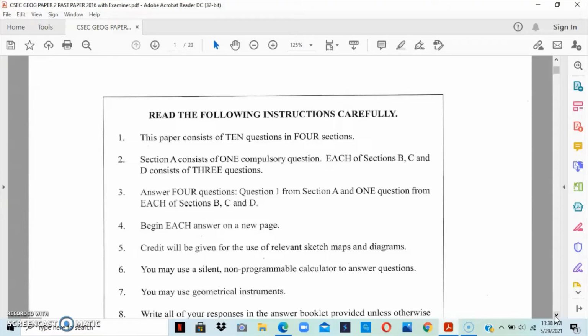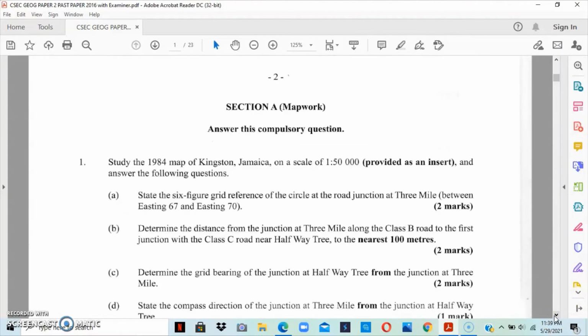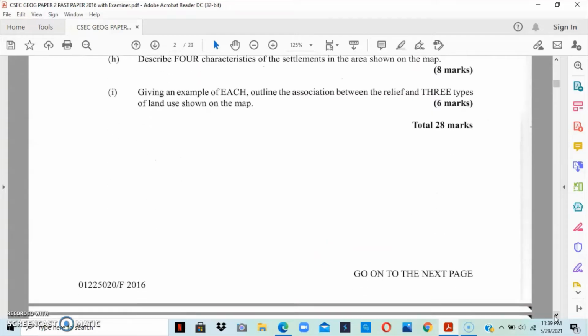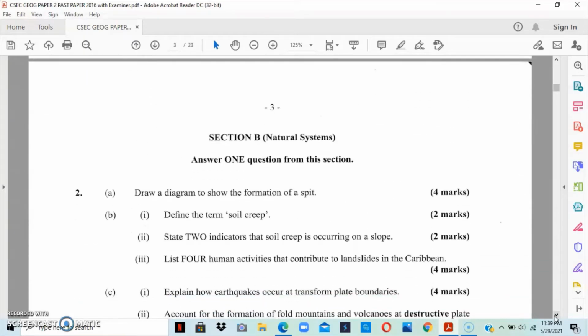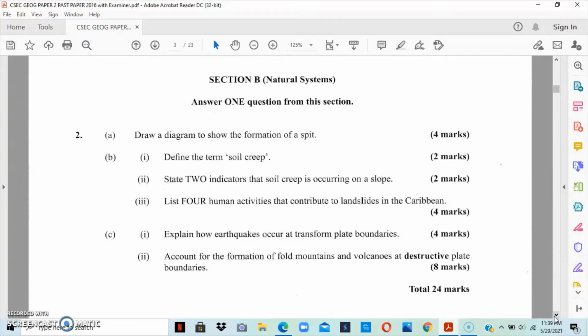Section A is the map reading question and it's compulsory. And then in sections B to D, you have 3 questions in each section and you were to choose one. However, the paper that you'll receive, if you have watched my previous videos, you would have noticed that you get it in 4 different sections, but in each section you have 1 question and you must answer all questions in order to get maximum marks. So for this video, we're going to go through all of the questions in section B, that's the natural system or the physical section.